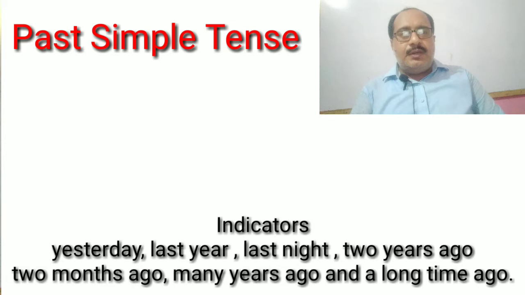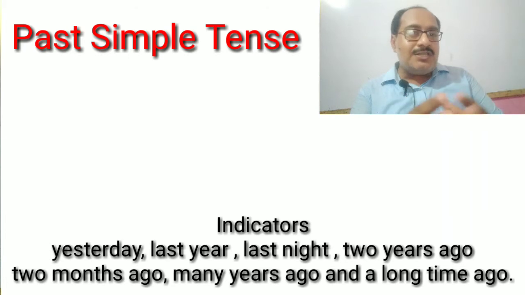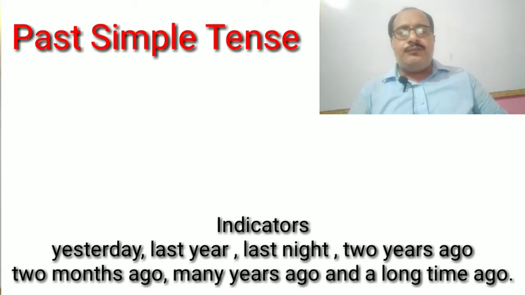When you see this adverb of time, meaning some indicators, you can easily identify that these words can be used in the past simple tense, like yesterday, last night, 2 years ago, 2 months ago, many years ago, a long time ago. Likewise, there are so many words which give the indication that past simple tense can be used.